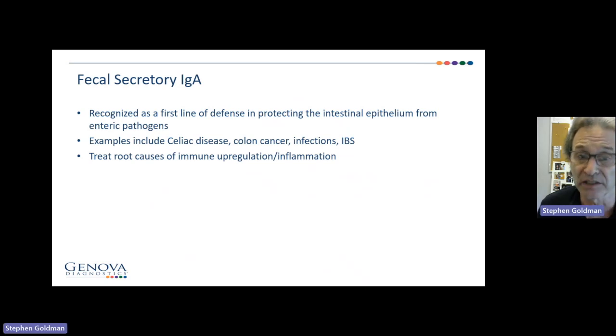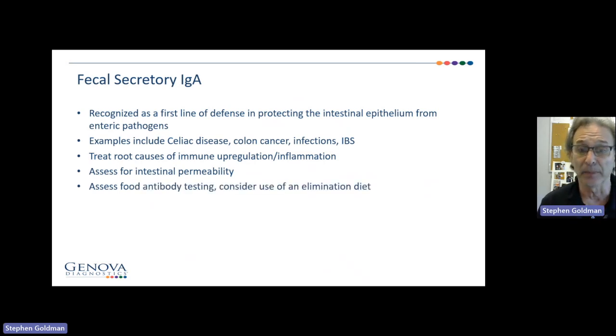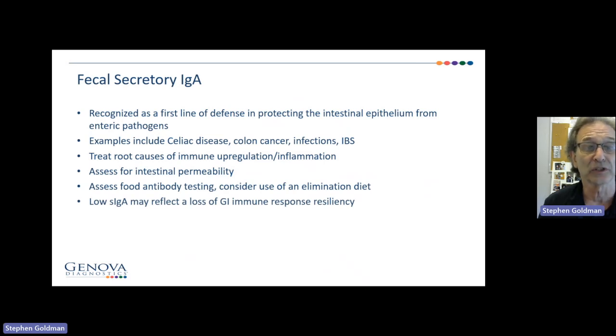Treat root causes of immune regulation, upregulation, and inflammation. Assess for intestinal permeability. Assess food antibody testing. Consider use of an elimination diet. Low secretory IgA may reflect a loss of GI immune response resiliency.